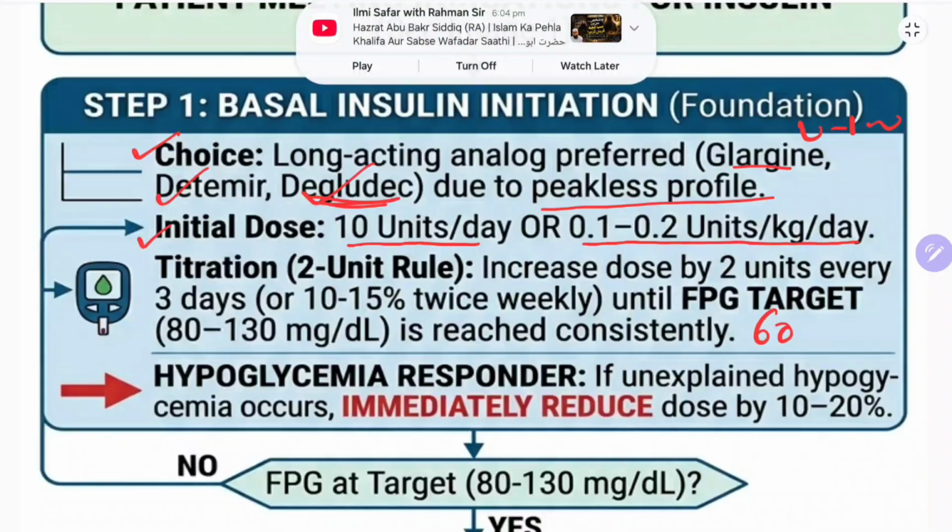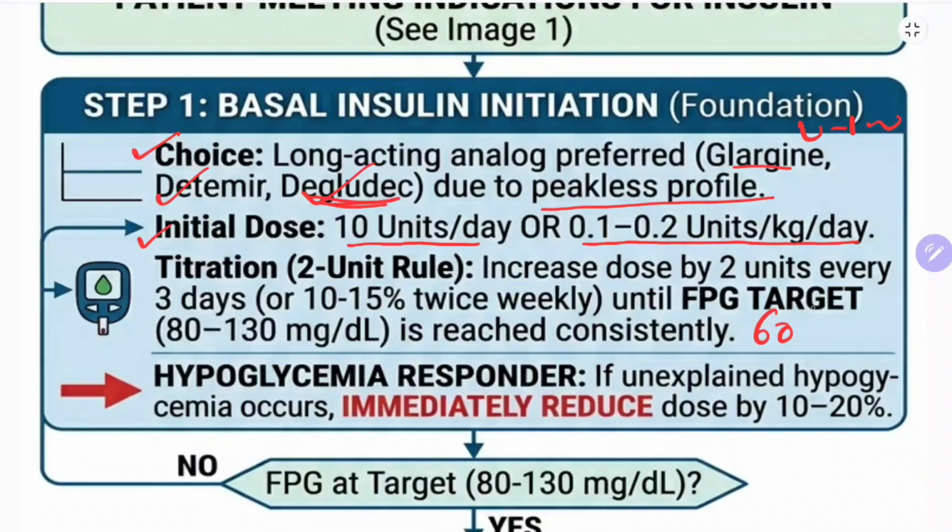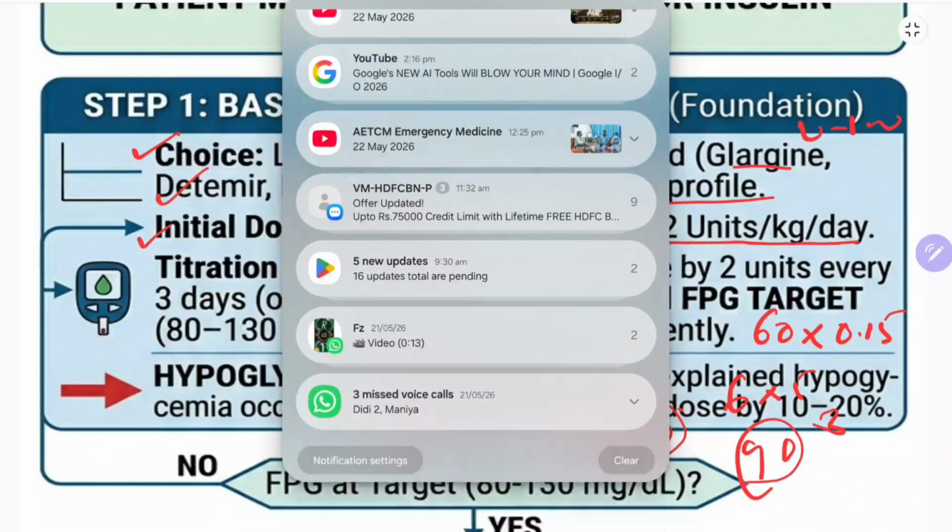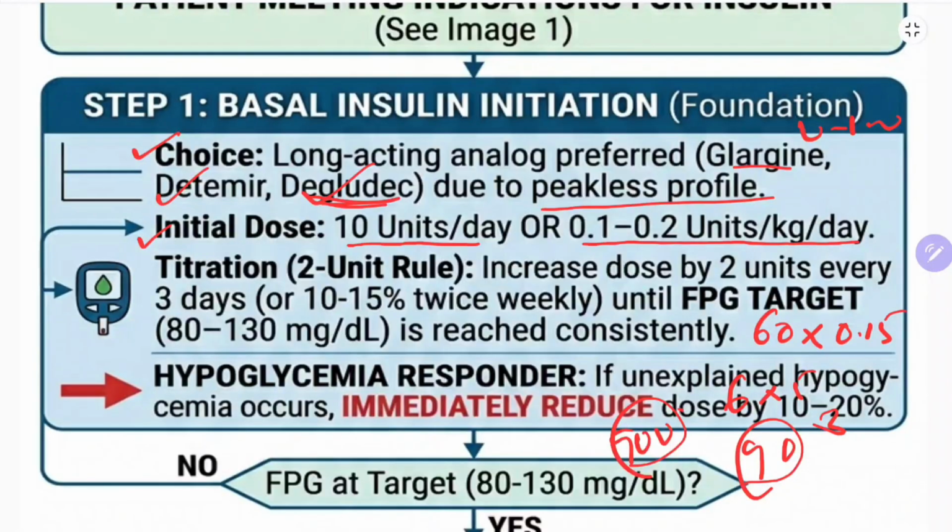For example, if a patient is weighing 60 kgs, then on average if you take 0.15, it becomes 6 into 15, 6 into 15 is 90. So 90 units per day the patient will require. Okay, so that's the example.